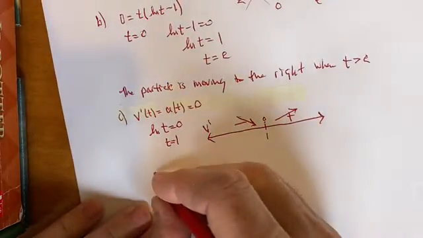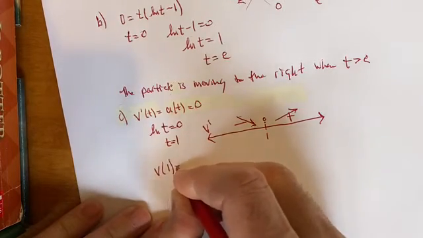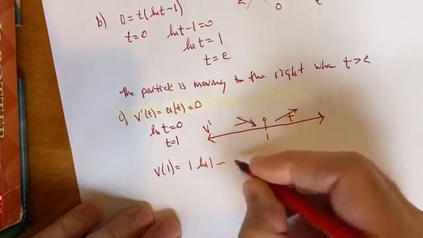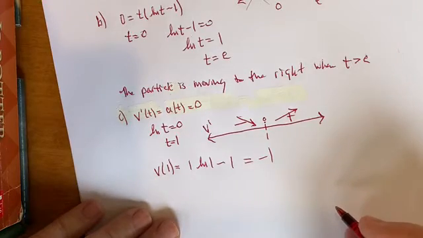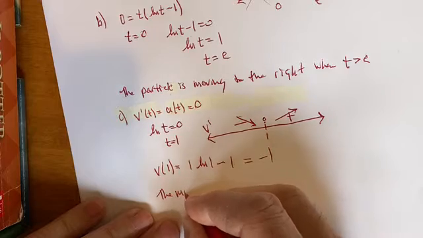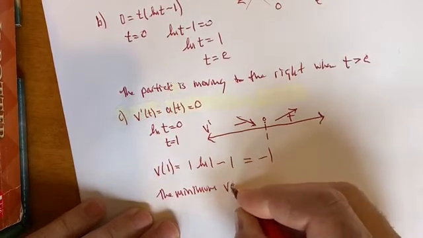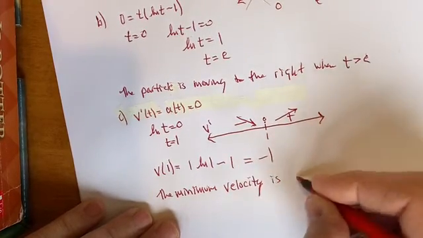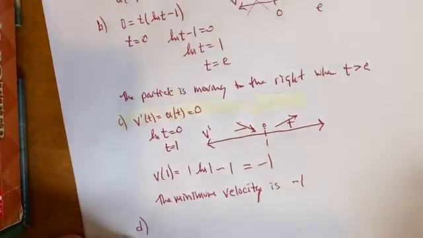So v of 1 is 1 times the natural log of 1 minus 1, which is negative 1. The minimum velocity is negative 1. Okay. Now D.